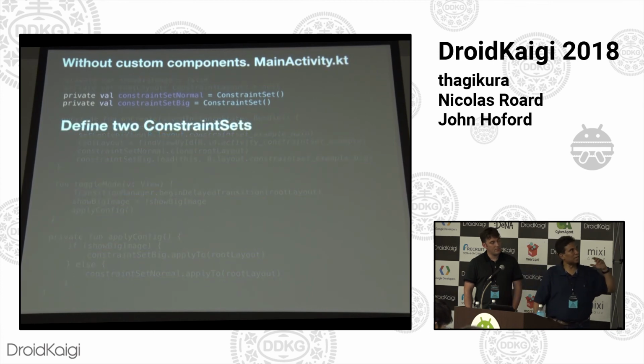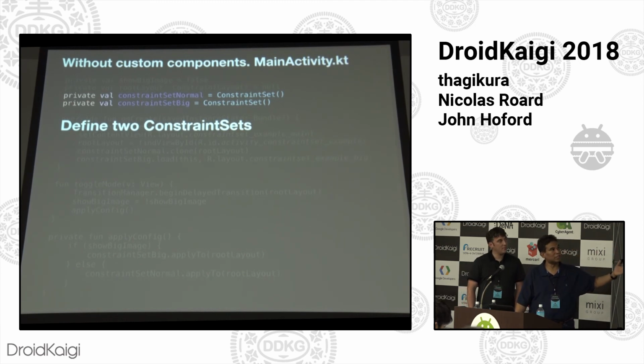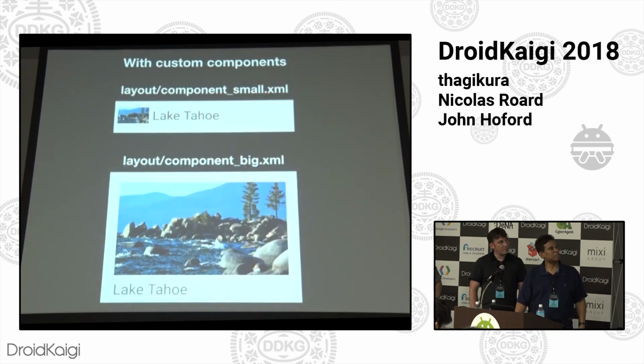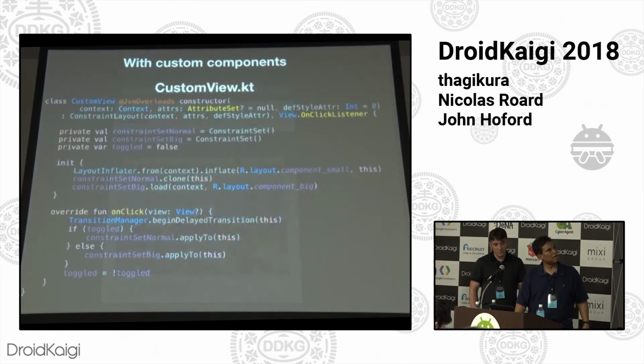But if we are actually using constraint layout, you can do exactly what I talked about before. Build two constraint sets, create a toggle API for it, and change the constraint set. So these are the two layouts you defined. And then this is the entire class written in Kotlin.